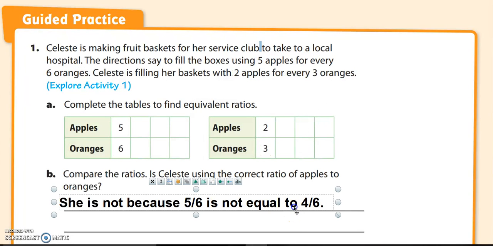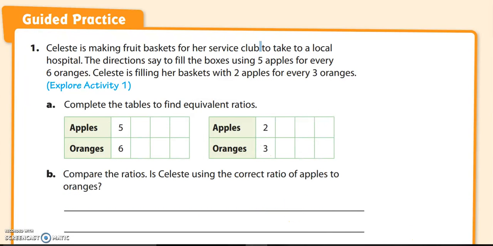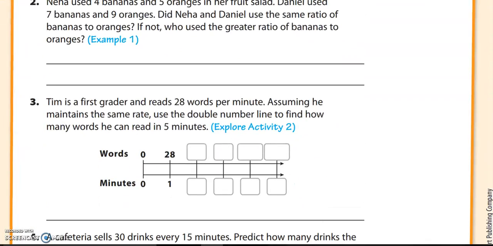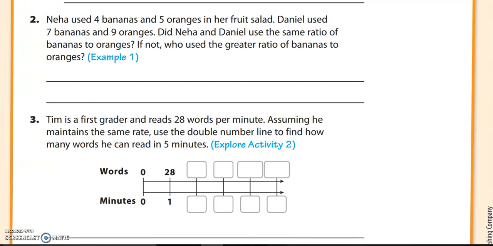Alright, we will go ahead and move our page down, and we will check out number 2. And again, try number 2. I'll read it with you, but then try it. And pause the video and resume the video when you're ready to check your answer. Neha used 4 bananas and 5 oranges in her fruit salad. Daniel used 7 bananas and 9 oranges. Did Neha and Daniel use the same ratio of bananas to oranges? If not, who used the greater ratio of bananas to oranges?